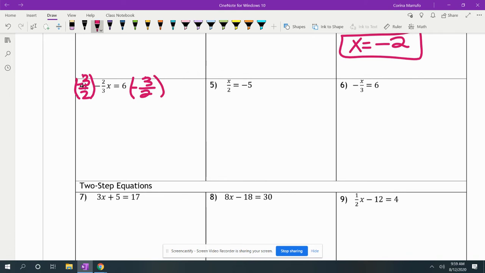Okay. And so on this side, 2 negatives make a positive. The 3's cancel each other out because you have one on top and one on bottom. The 2's cancel each other out, so all we're left with is x equals. And then we're going to multiply this. So 6 times negative 3 is going to give us negative 18. And it's over 2.